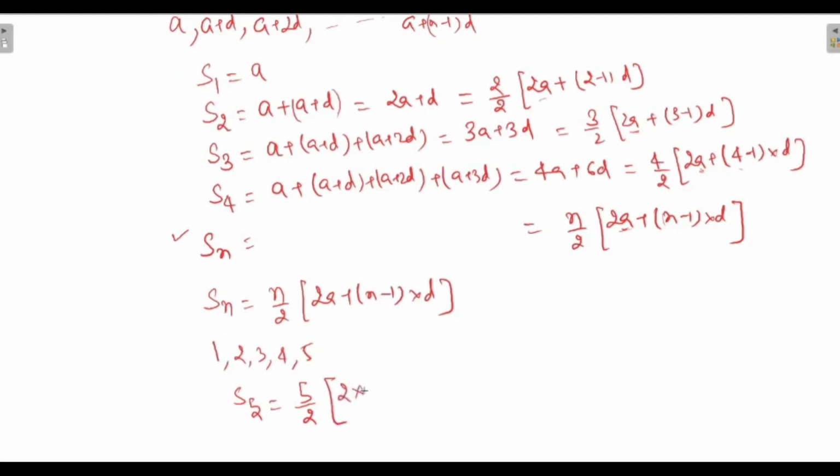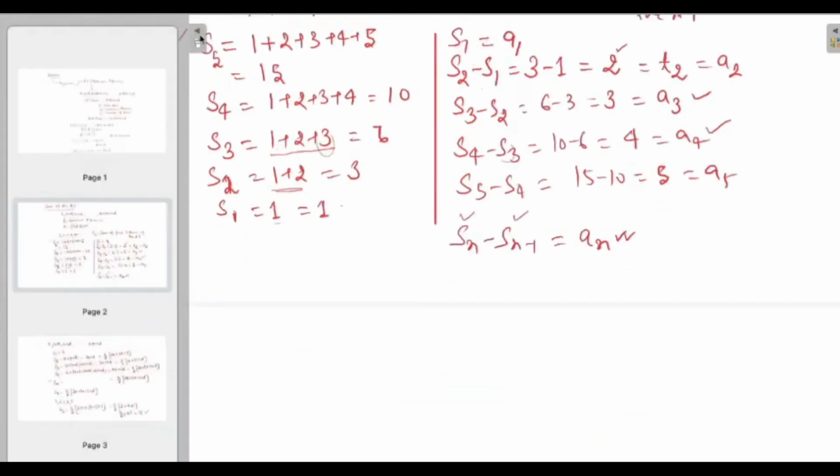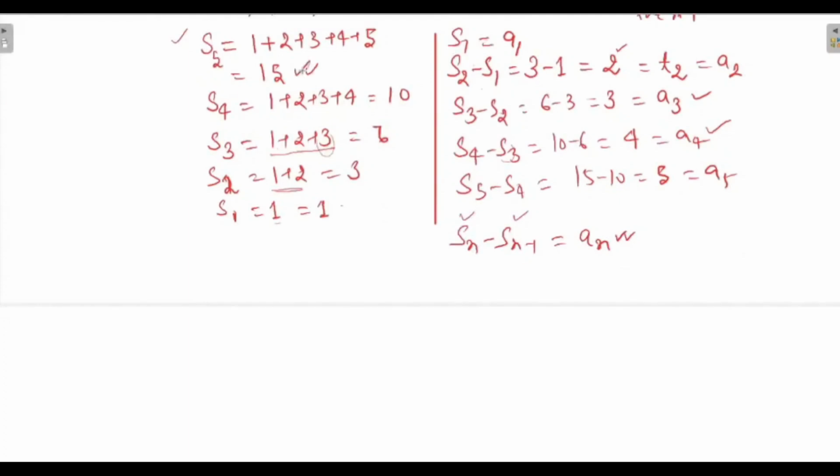A is 1 over here, n is 5 minus 1, and d is actually 1 here. So now, as you can see, it is 5 by 2. This will become 2, and 5 minus 1 will be 4, 4 into 1. So this will become 5 by 2, and 2 plus 4 will become 6, and this will become 5 into 3, which will be 15. 15 is what we calculated when we were calculating it one by one. So 15 is what we got.